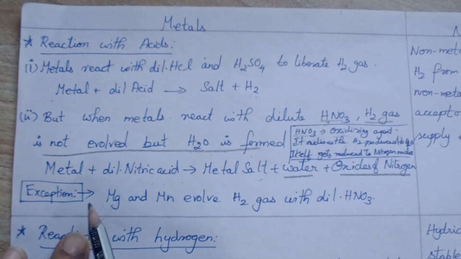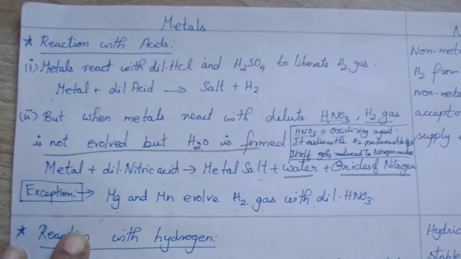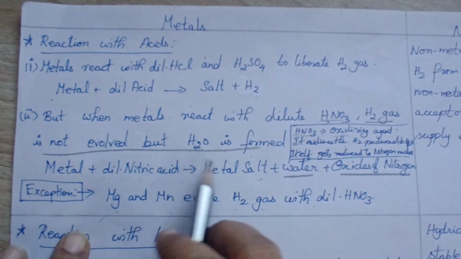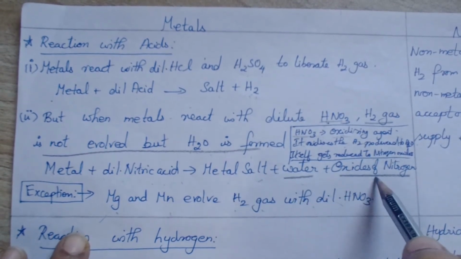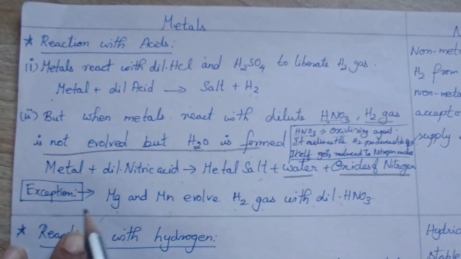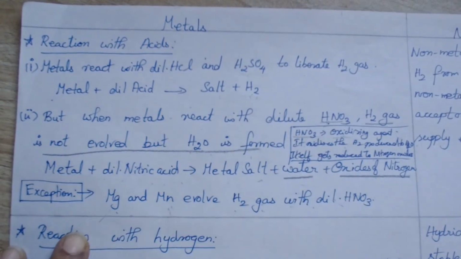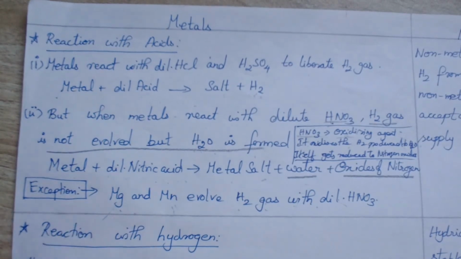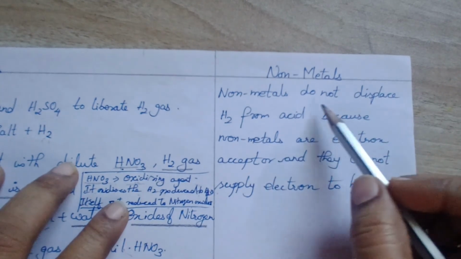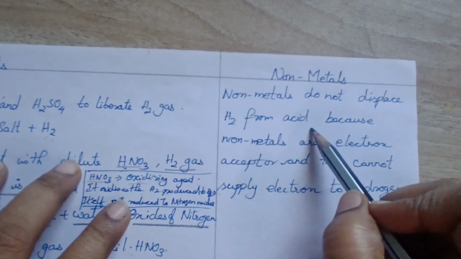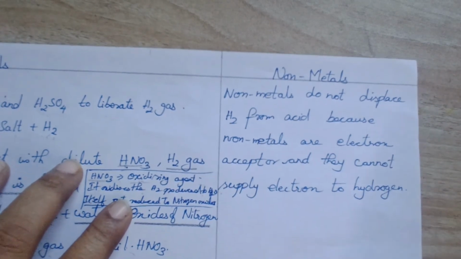The exceptions are magnesium and manganese, which evolve hydrogen gas with dilute nitric acid. In the case of non-metals, they do not displace hydrogen from acids, because non-metals are electron acceptors and cannot supply electrons to hydrogen.